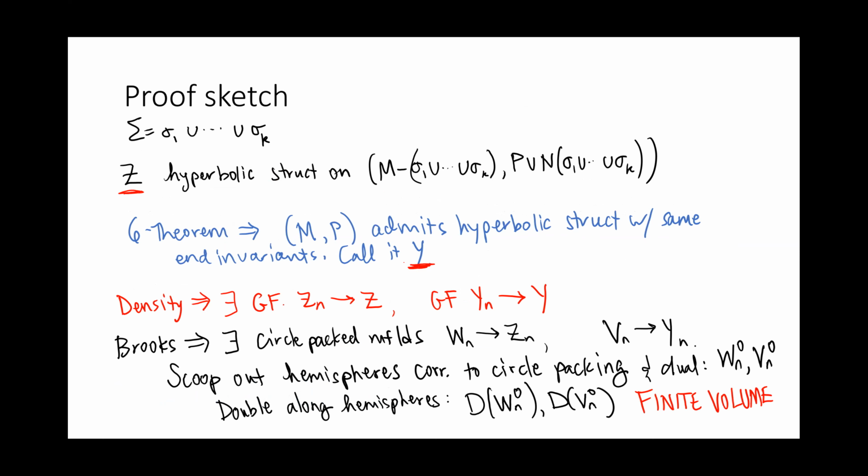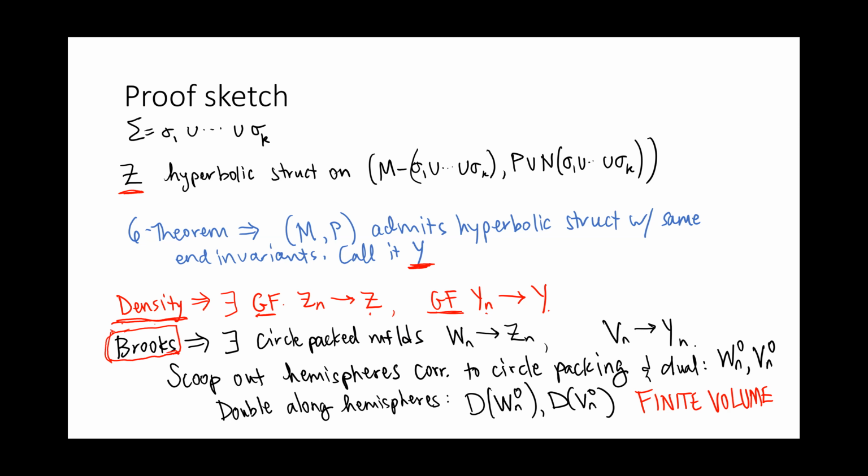So in order to get the bounds, we're going to apply some big theorems. So first, we're going to apply the density theorem, which tells us that there's a sequence of geometrically finite structures converging to Z and a sequence of geometrically finite structures converging to Y. And now I'm going to use, again, a theorem of Brooks from yesterday.